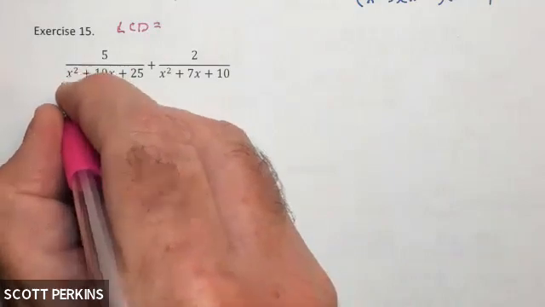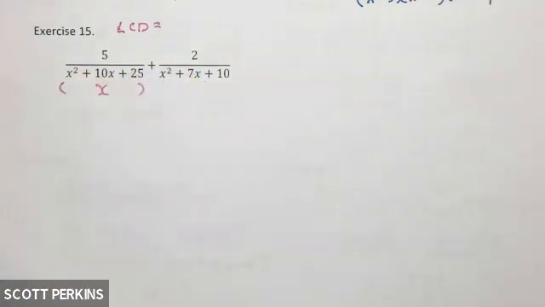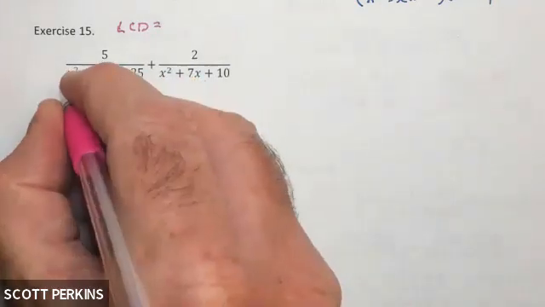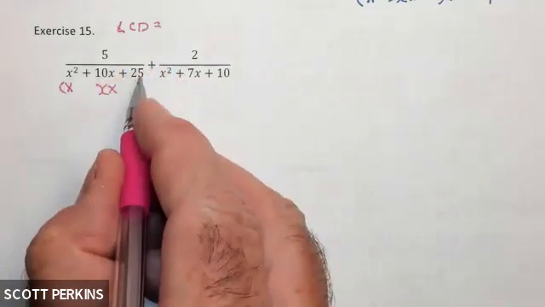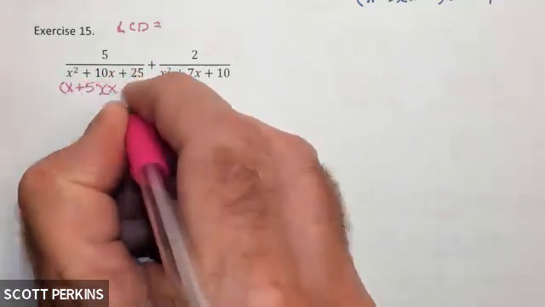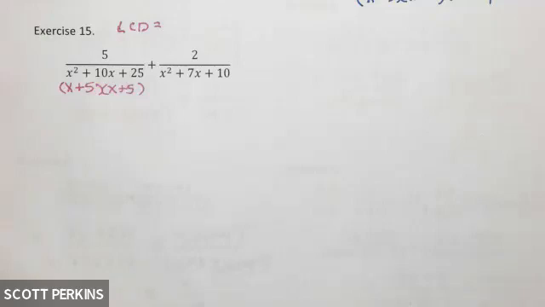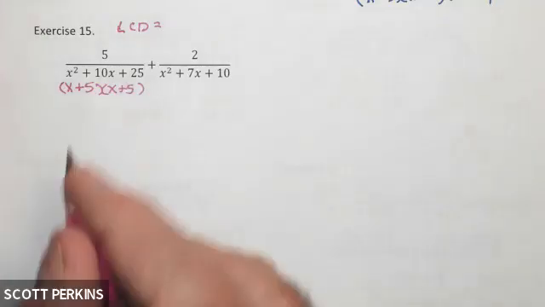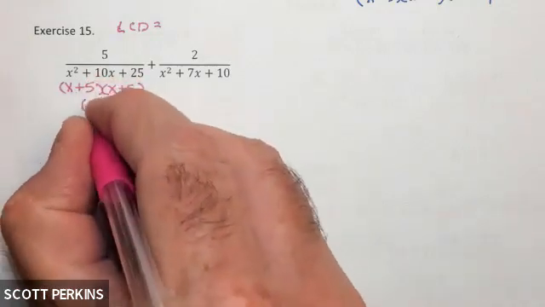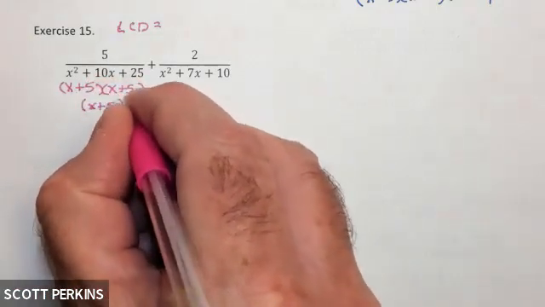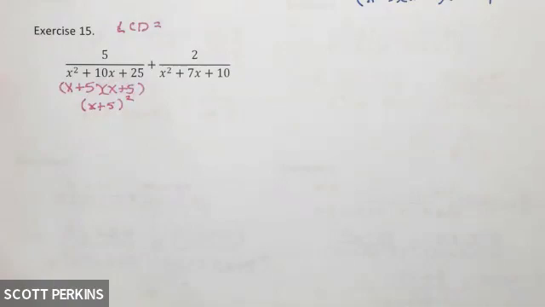So this first denominator is x squared plus 10x plus 25. And the two factors of 25 that are going to add up to 10 are plus 5 and plus 5. So this is the first time we've had a repeated factor, and I just wanted to make sure to cover this situation. X plus 5 and x plus 5 can be written as (x plus 5) squared. So notice I've got a power on it.